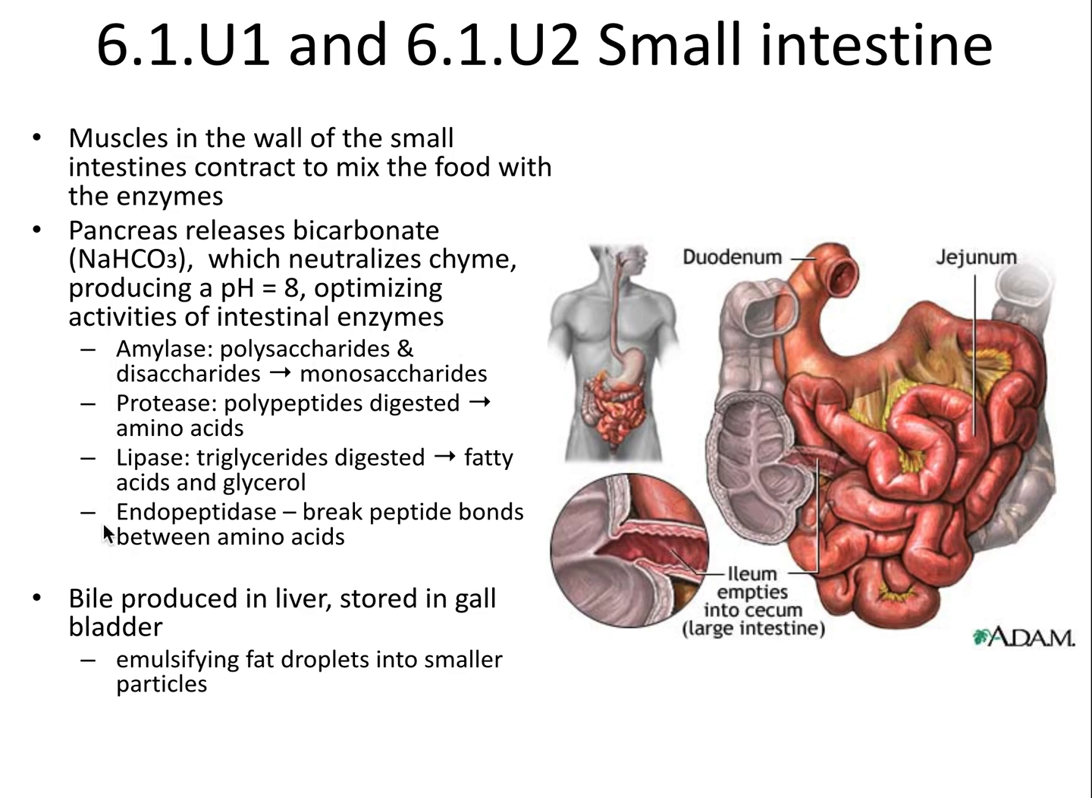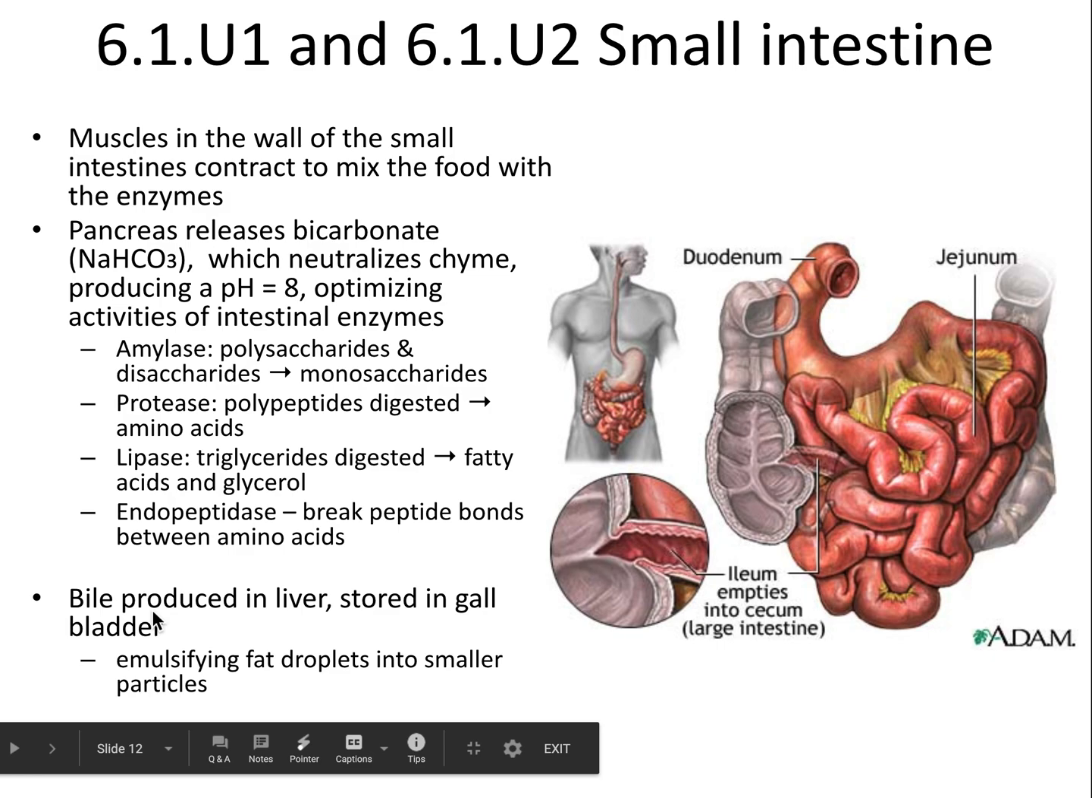Here is the list of those that you need to know. The amylase, which will break down carbohydrates, protease, which is going to break down proteins, lipase, which is going to break down fats, and endopeptidase, which is going to break down peptide bonds between amino acids. The one that's not mentioned here is the nuclease, which will break down nucleic acids, which are part of our DNA, or anything we eat's DNA.